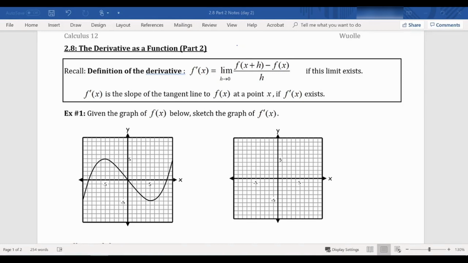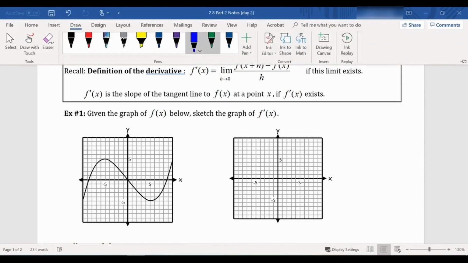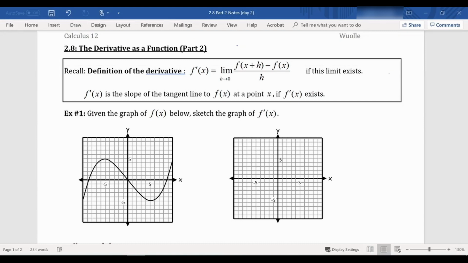Just a reminder from part one, we talked about the definition of the derivative. A reminder that all the derivative is the slope of your tangent line. Because we knew the slope of the tangent line from the chapter 2 material, we know that f prime, or your derivative, is equal to this following limit formula as h goes to 0, if this limit exists. So f prime is the slope of the tangent line at some point x if f prime exists.